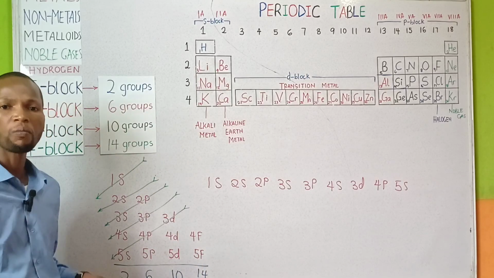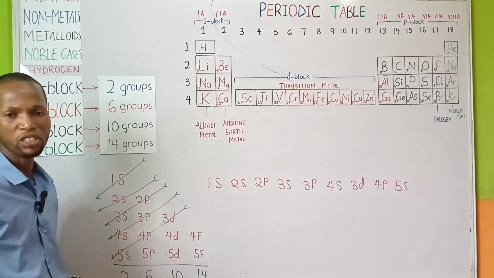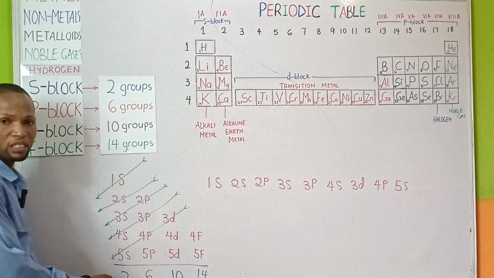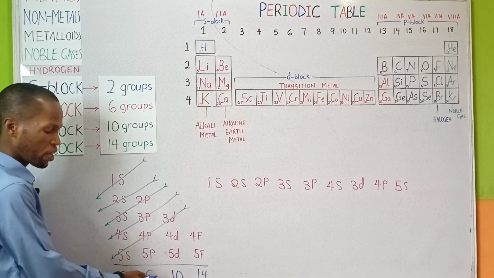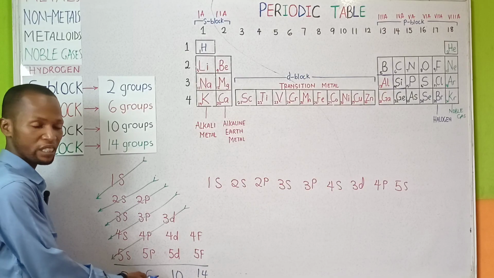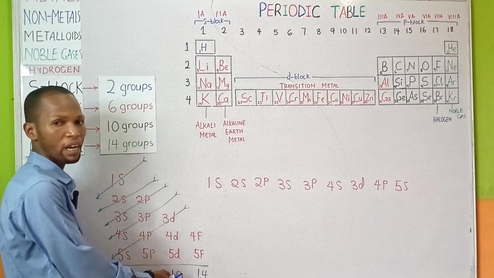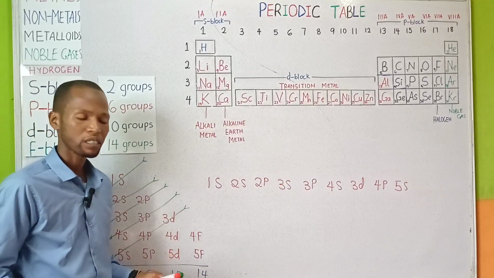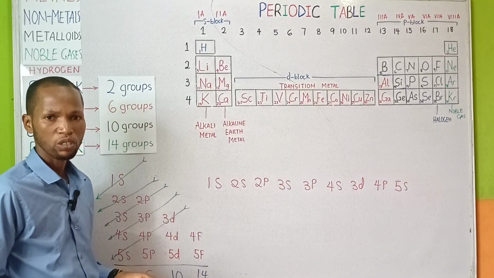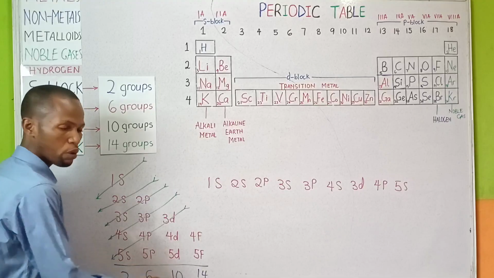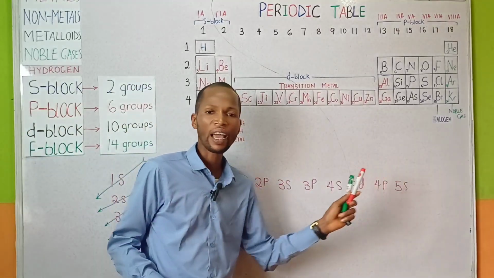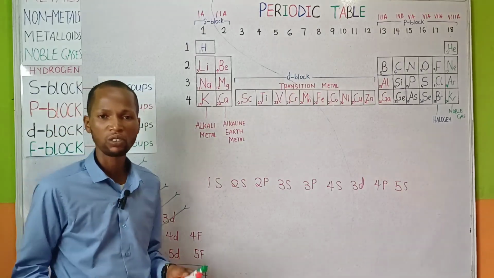So the maximum electrons that each orbital can hold: the s orbital can hold a maximum of 2 electrons, the p orbital can hold a maximum of 6 electrons, the d orbital holds a maximum of 10 electrons, while the f orbital holds a maximum of 14 electrons. This maximum number of electrons will guide us in writing the electronic configuration correctly.